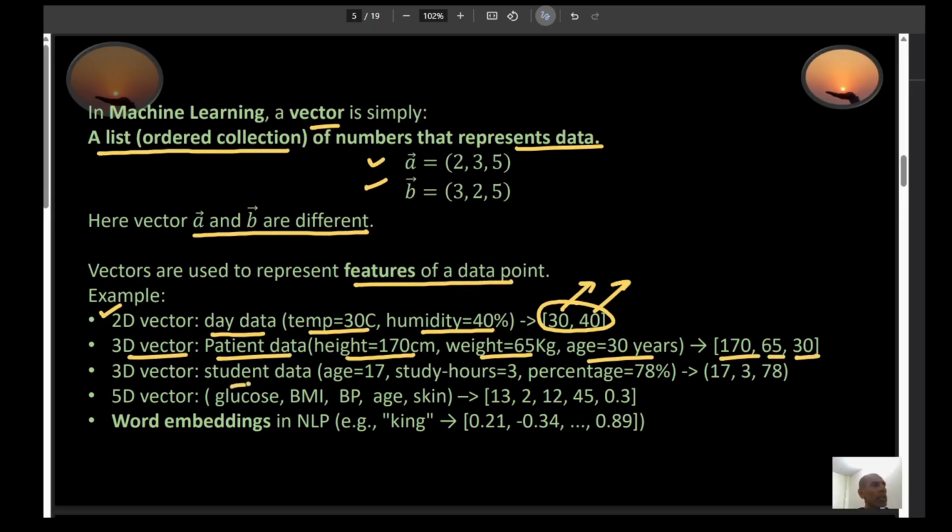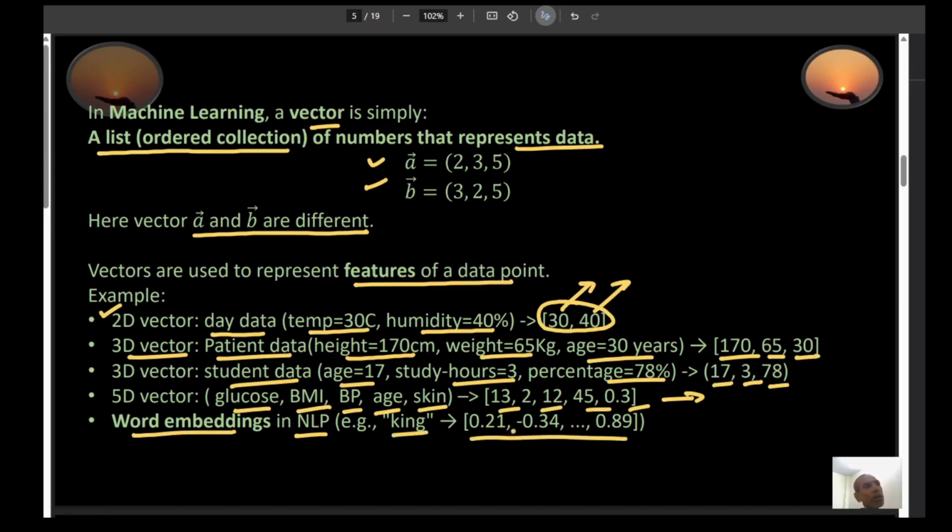Another example, a student's data. Let's say a student's age is 17, he studies for 3 hours and his percentage is 78%. So his vector would be something like this: 17, 3, and 78. A 5D vector, maybe patient data: glucose, BMI, BP, age, skin. Let's say these are the corresponding numbers right here. So this is another vector right here. Then you have word embeddings in natural language processing. For example, the word king might be represented by a vector like this: 0.21 comma minus 0.34 comma, and then a bunch of numbers over there.